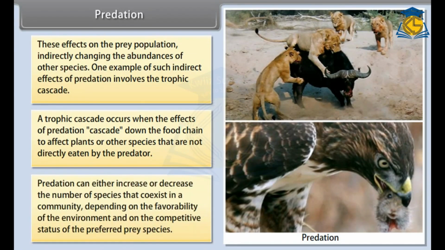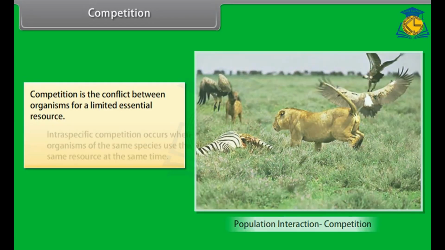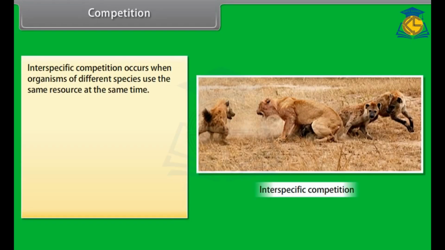Predation can either increase or decrease the number of species that coexist in a community depending on the favorability of the environment and on the competitive status of the preferred prey species. Competition. Competition is the conflict between organisms for a limited essential resource. Intraspecific competition occurs when organisms of the same species use the same resource at the same time. Interspecific competition occurs when organisms of different species use the same resource at the same time.